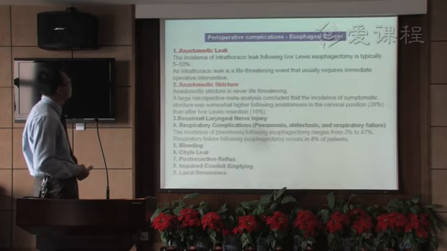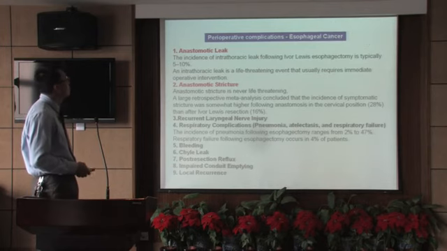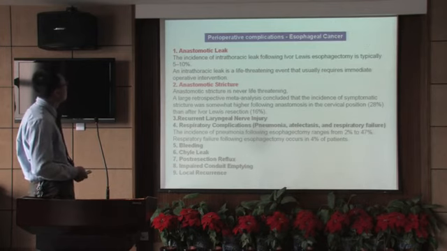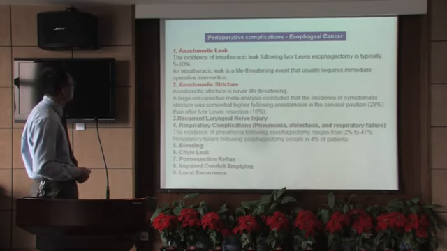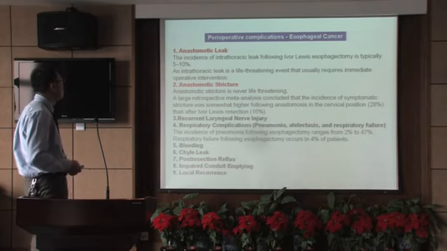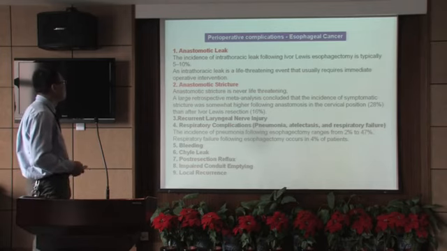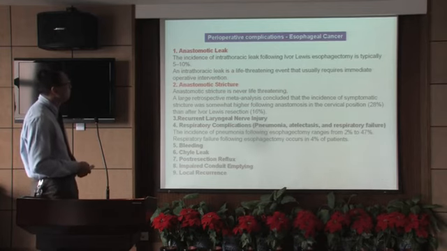The perioperative complications of esophageal cancer surgery. First is anastomotic leak. The incidence of intrathoracic leak following Ivor-Lewis esophagectomy is typically 5 to 10%. An intrathoracic leak is a life-threatening event that usually requires immediate operative intervention. Two is anastomotic stricture. Anastomotic stricture is never life-threatening.